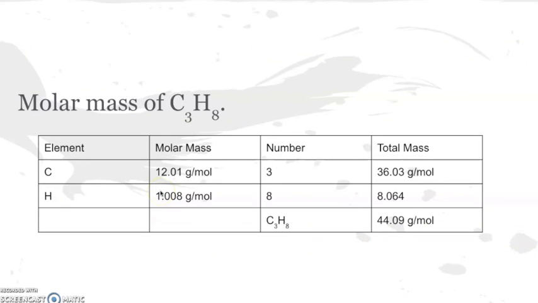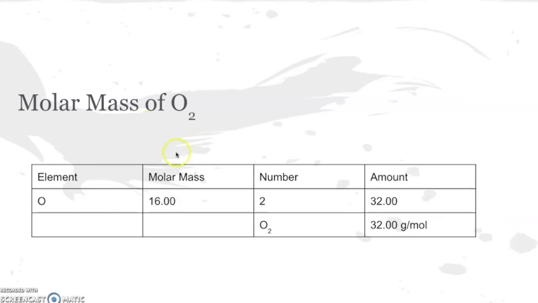Molar mass, I won't do that on the board, but we have C, molar mass of 12.01. We have 3 of them. Multiply and get that. Hydrogen here times 8 here, add them together. So the molar mass of C3H8 is 44.09 grams per mole. The molar mass of O2, molar mass of O is 16, I got 2 of them, 32 grams per mole is the molar mass of O2.